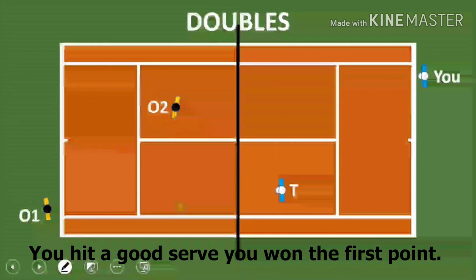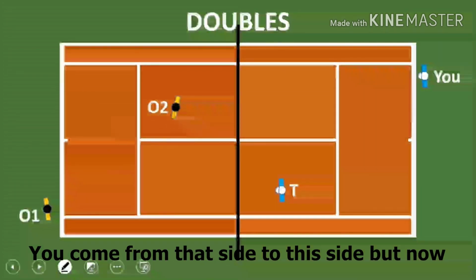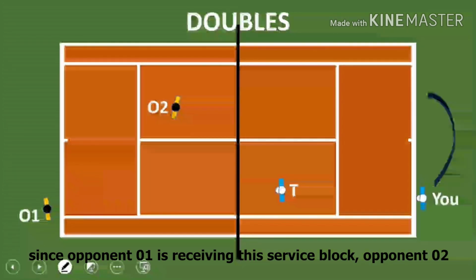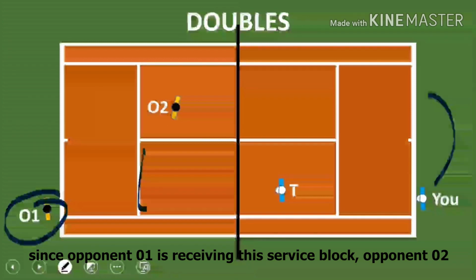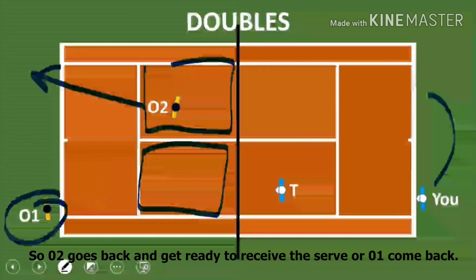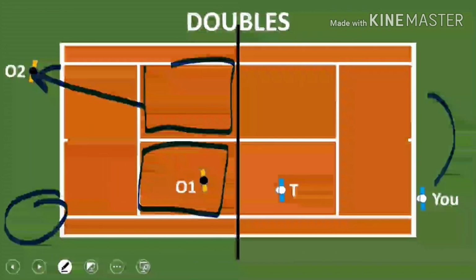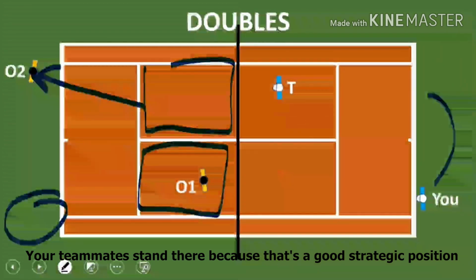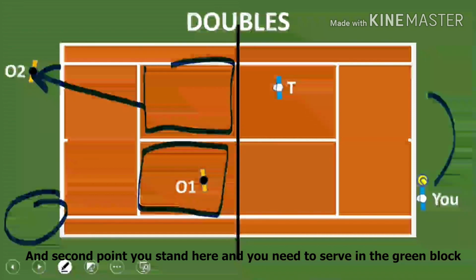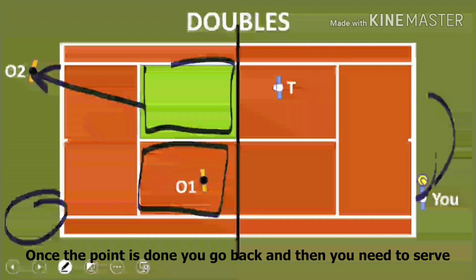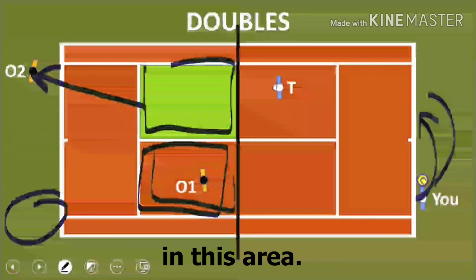You hit a good serve, you on the first point, you come from that side to this side, but now since opponent 1 is receiving this service block, opponent 2 will go back and receive this service block. So opponent 2 goes back and gets ready to receive the serve, or opponent 1 comes back. Your teammate stands there because that's a good strategic position. And second point, you stand here and you need to serve in the green block. Once the point is done, you go back and then you need to serve in this area.